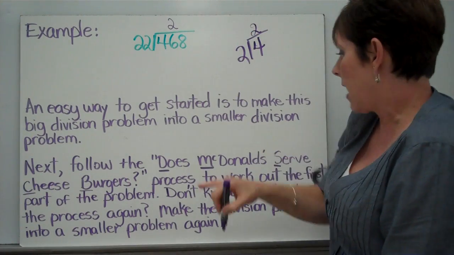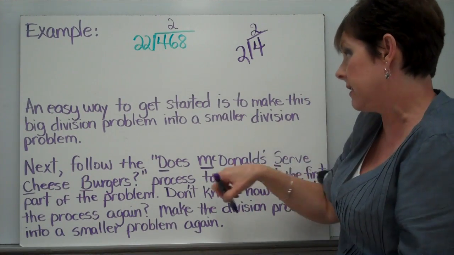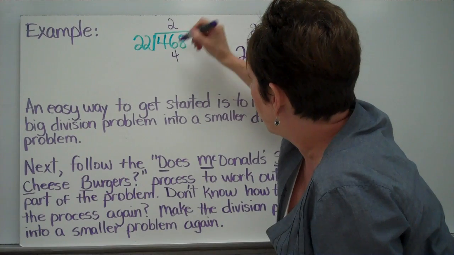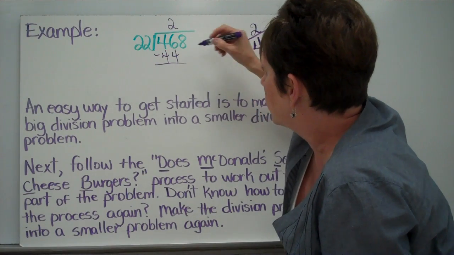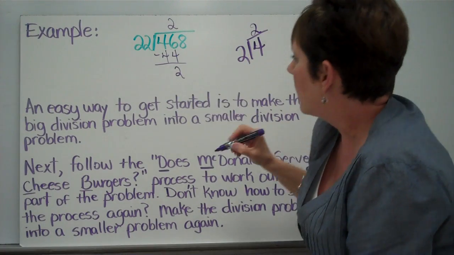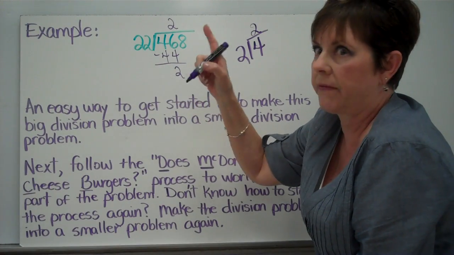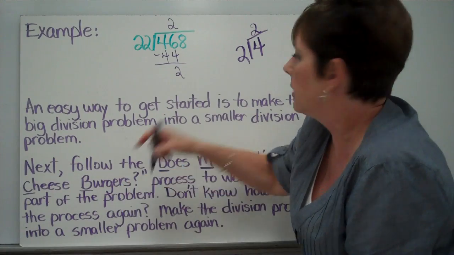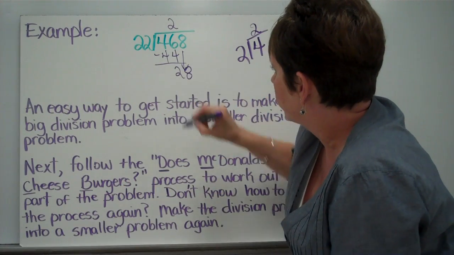Now, we do just like we did with the Does McDonald's serve cheeseburgers. We just divided, so now we're going to multiply. 2 times 2 is 4. Next, subtract. 6 minus 4 is 2. Compare. Can I divide 2 by 22? No, I should never be able to do that. So we now do the burgers, or bring down. So I bring down my 8, and I start over.